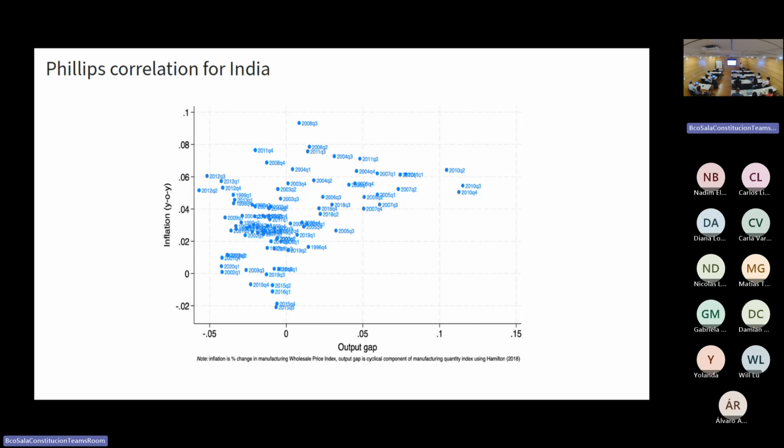Okay, so here I'm going to show you some motivating plots for the application. Okay, so this is data for India. In the x-axis, we have a measure of the output gap for the manufacturing sector. And what we're going to use is the Hamilton filter.